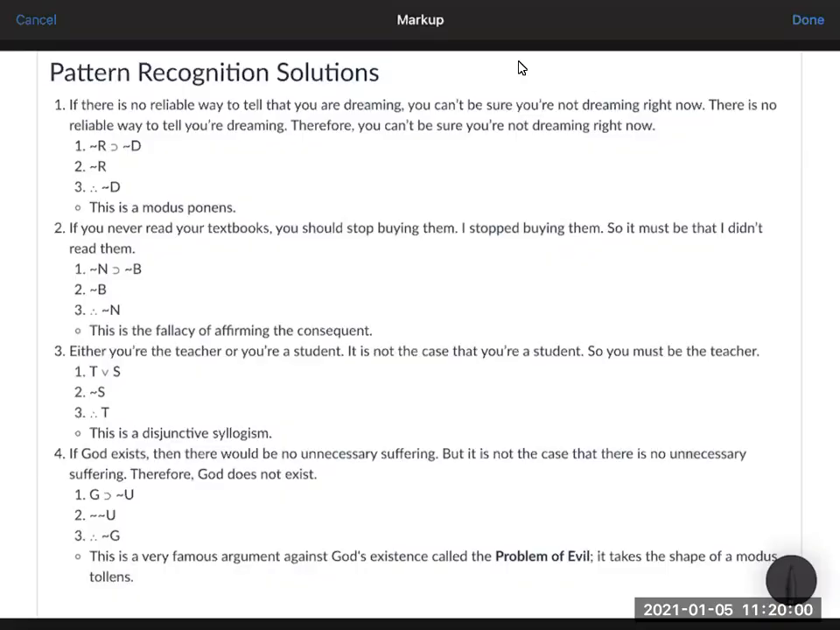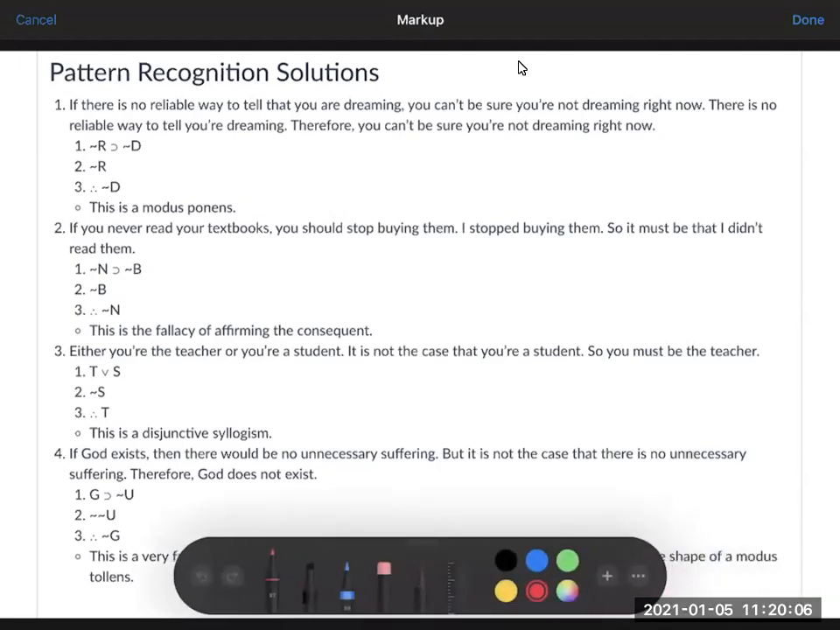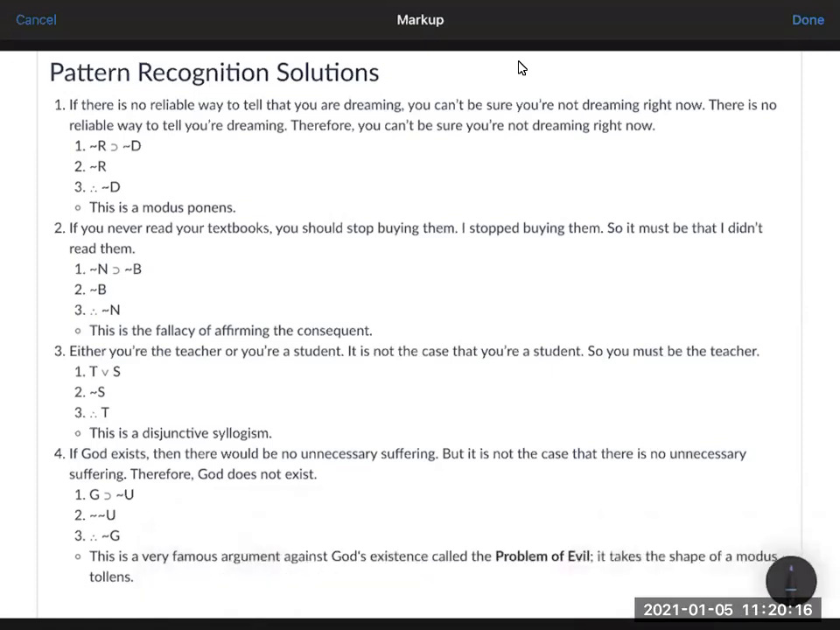Hi, everyone. So let's go over some of these pattern recognition problems. I want to make sure that you understand what you're looking for when you're translating an argument in English or some natural language into TL. So as I've said previously, I usually look for logical indicator words. And in this case, there is an implied then right there.